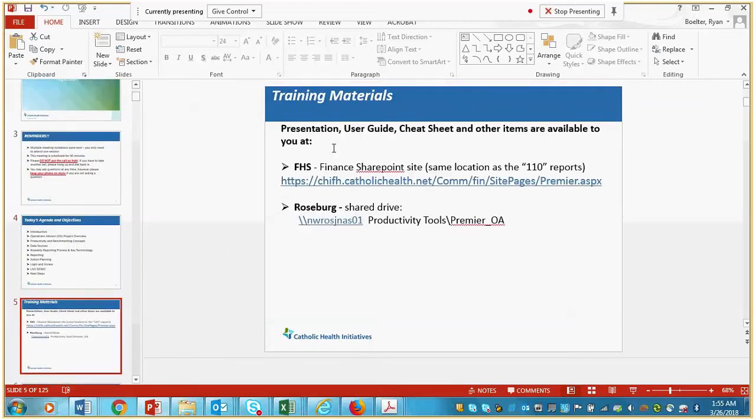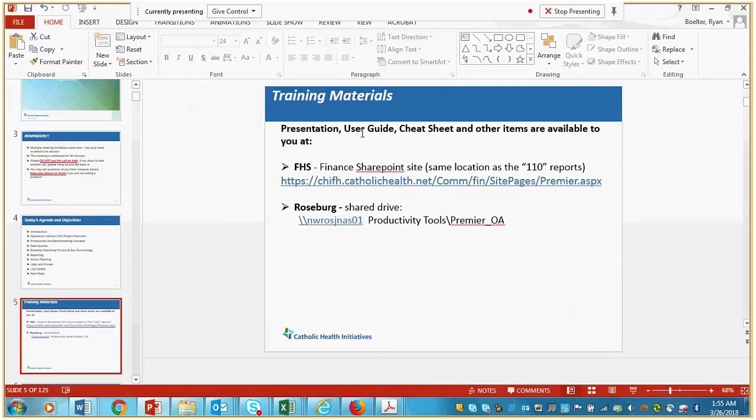Also, just kind of as a precursor, what you're looking at here in terms of a presentation will be available to you. It's available for those of you from the FHS Tacoma side of things on your Finance SharePoint site, same place where you'd find your 110 reports. For Roseburg folks, you're going to find these materials on the share drive under the Productivity Tools Premier OA folder. If you have any questions, you're going to be able to reach out to your local resource. But again, this presentation is available.